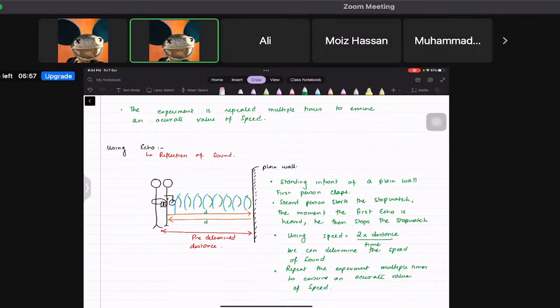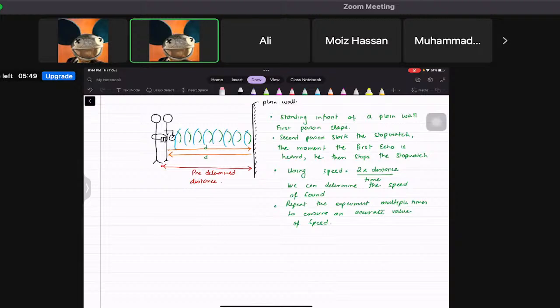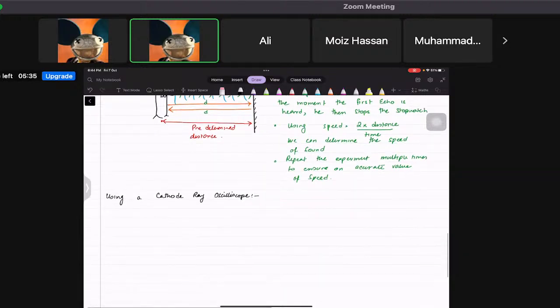Okay. Now, the third experiment is using a cathode ray oscilloscope. Cathode ray oscilloscope, we're going to study this later as well. But right now, I just want to tell you, it's the same thing as when you go to a hospital, they put that machine that shows the heartbeat, right? It just gives waves.